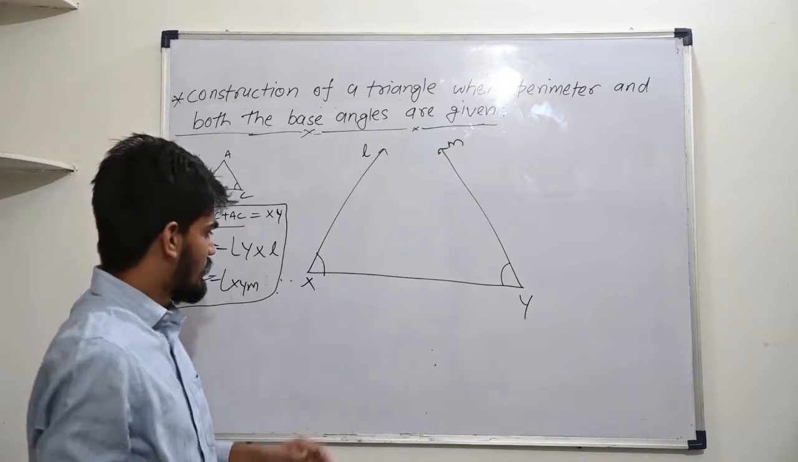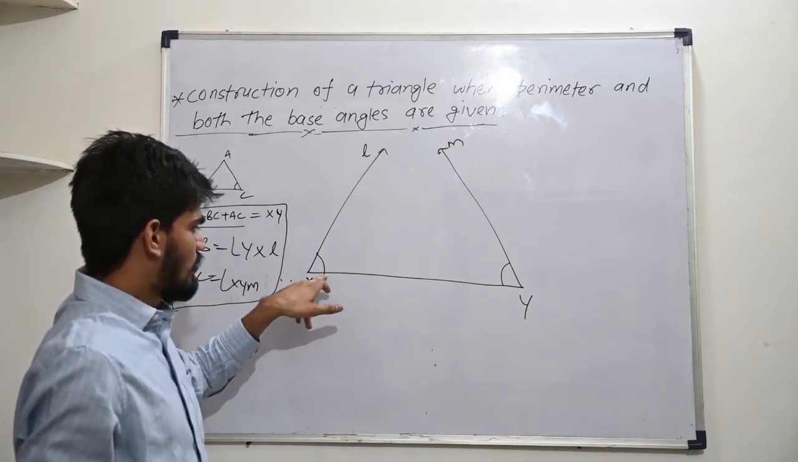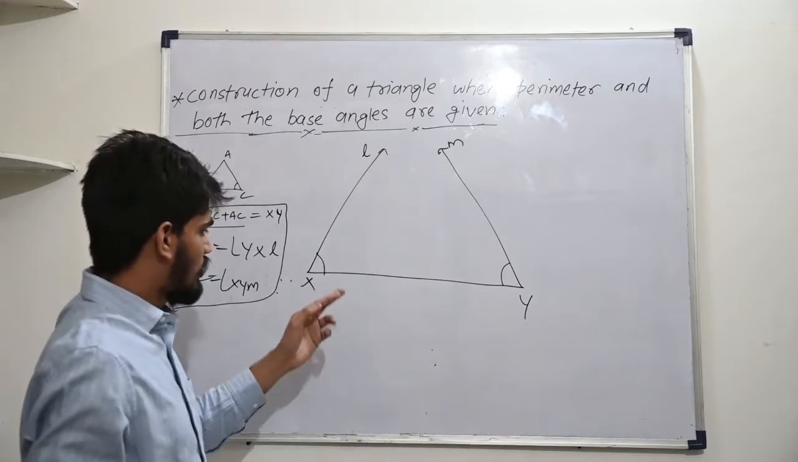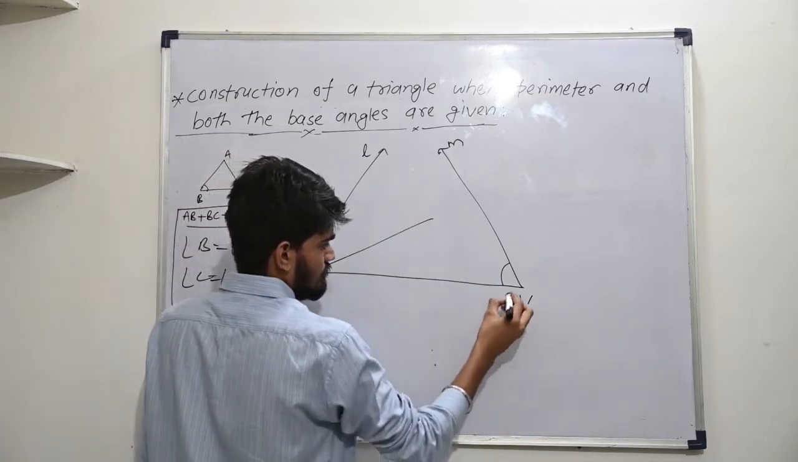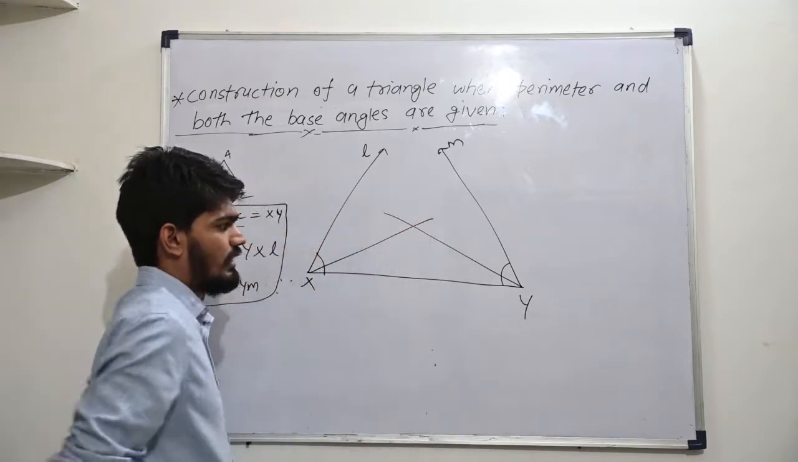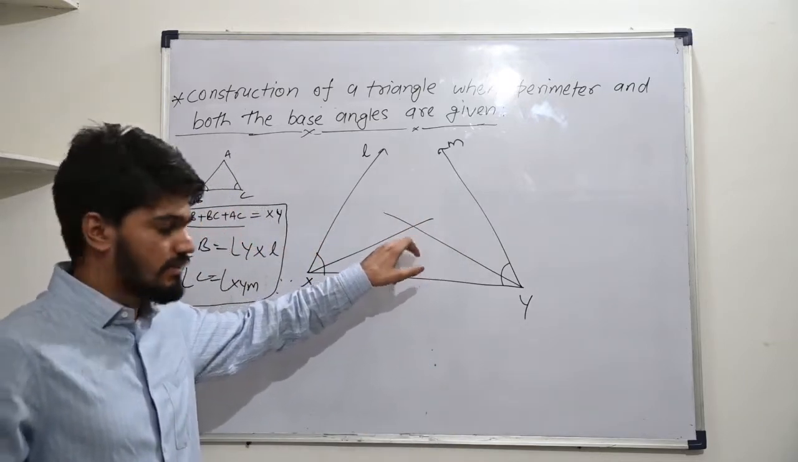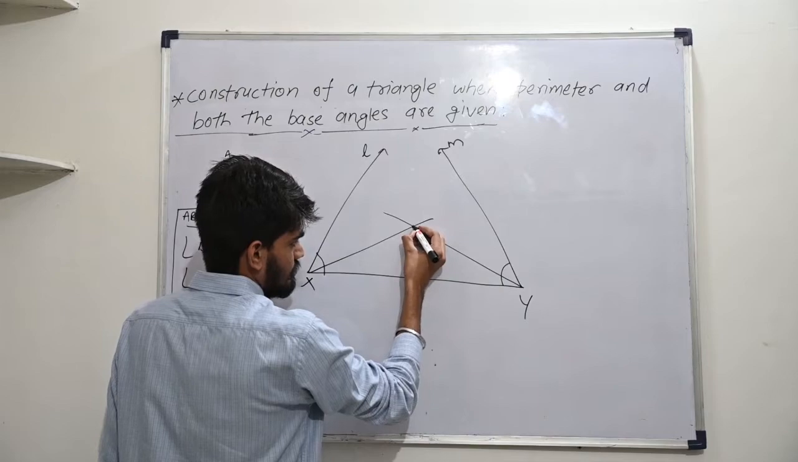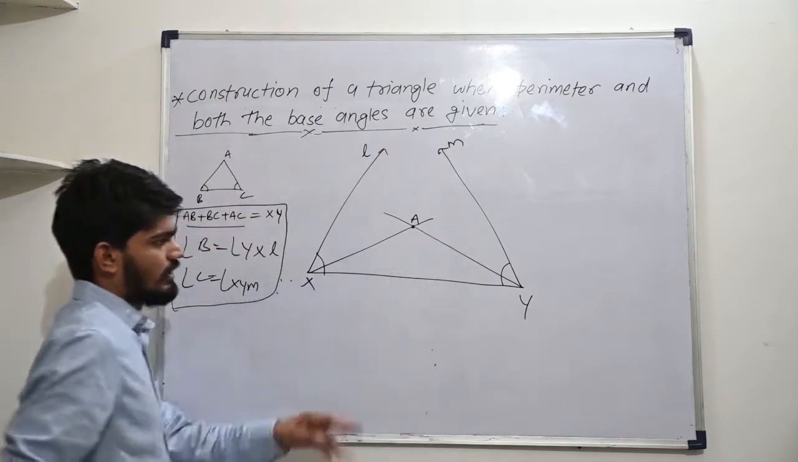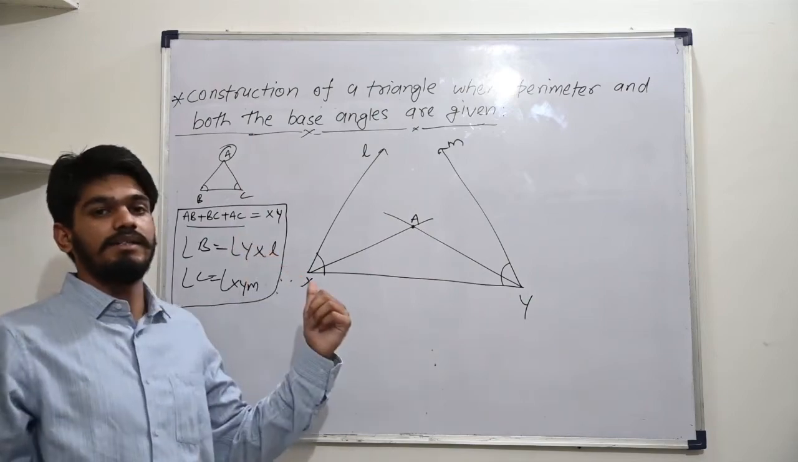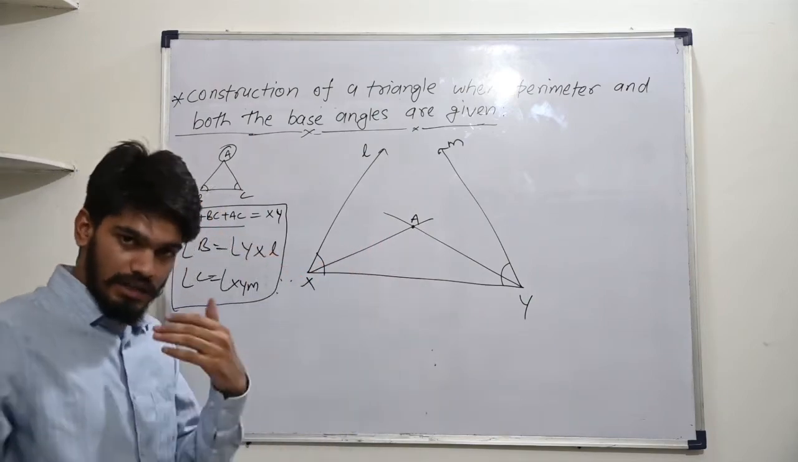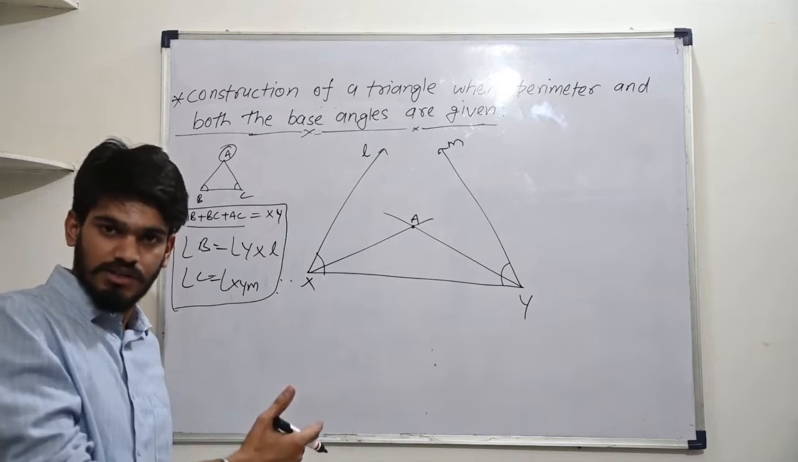Now step 3. We have to draw the angle bisector of these two angles. And the point where they meet, that's our A point. Why this is A point, I'll tell you after we are done with the construction part.